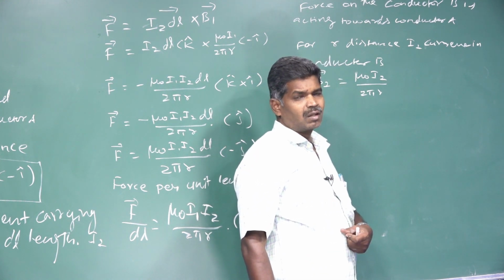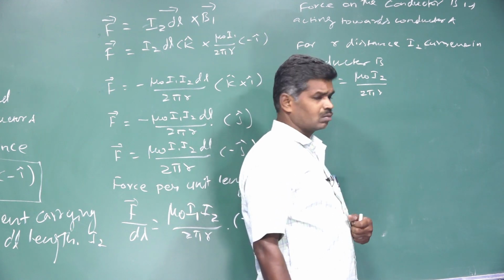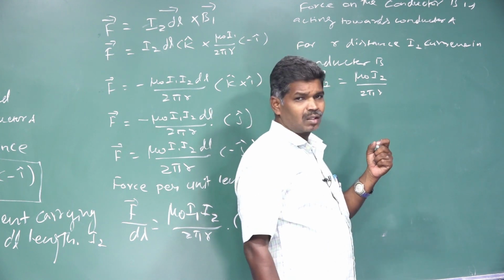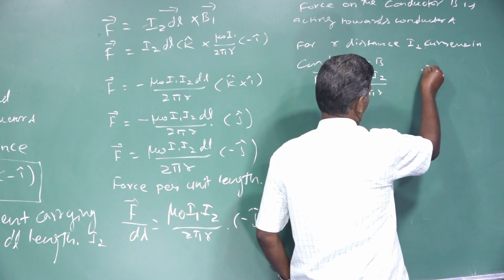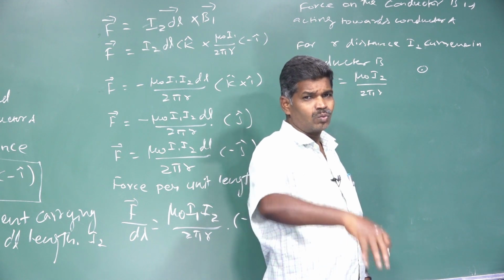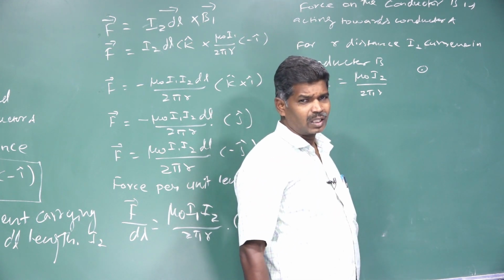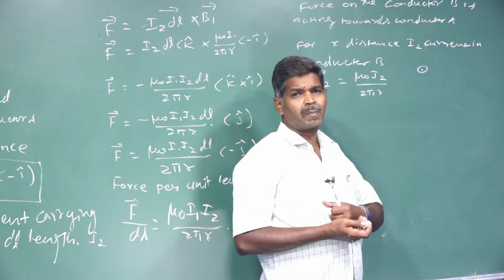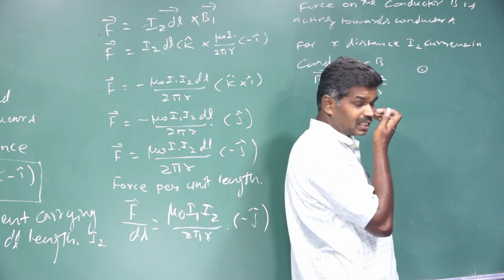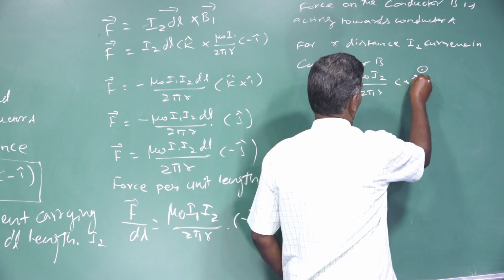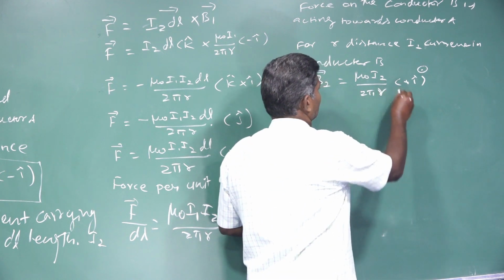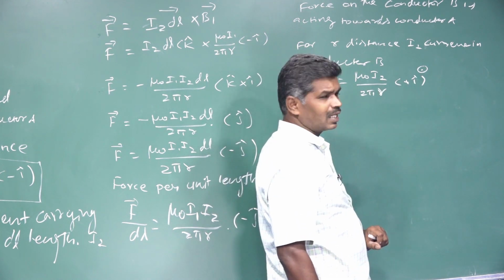Based on the right hand thumb rule, we express the direction of the B2 magnetic field as outward. Outward is nothing but a dot with a circle. Which direction this is in our Cartesian three-dimensional coordinate axis: the outward axis is taken as the positive x-axis, that's why plus i cap. So B2 vector is equal to mu naught I2 divided by 2 pi r, and that direction is plus i cap.